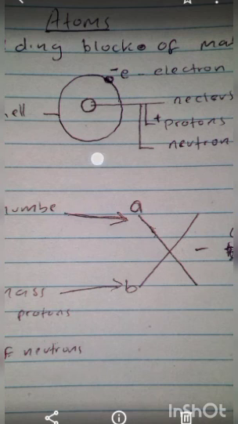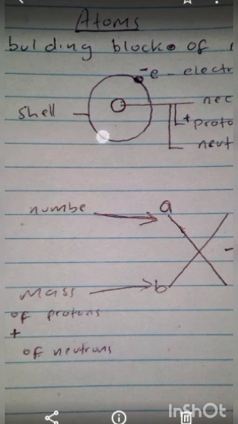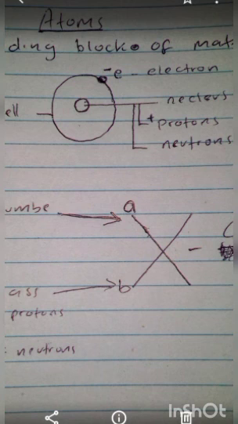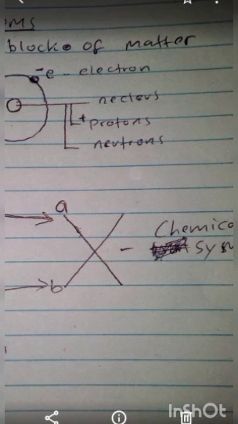On the shell of an atom we find negatively charged particles which orbit the nucleus, called electrons. While inside the nucleus we have protons and neutrons. Protons are positively charged particles, while neutrons have no charge, they are neutral.